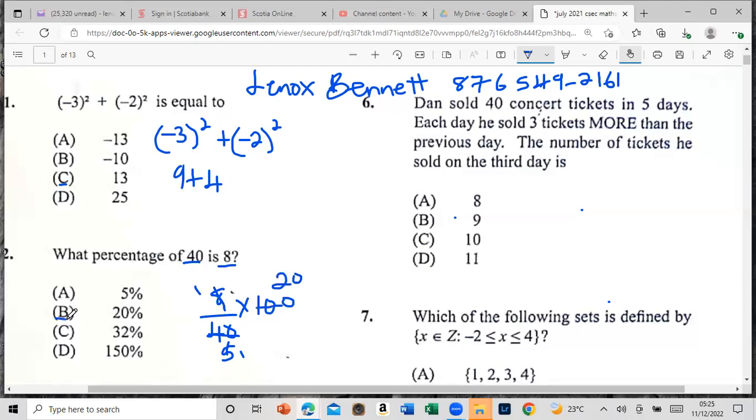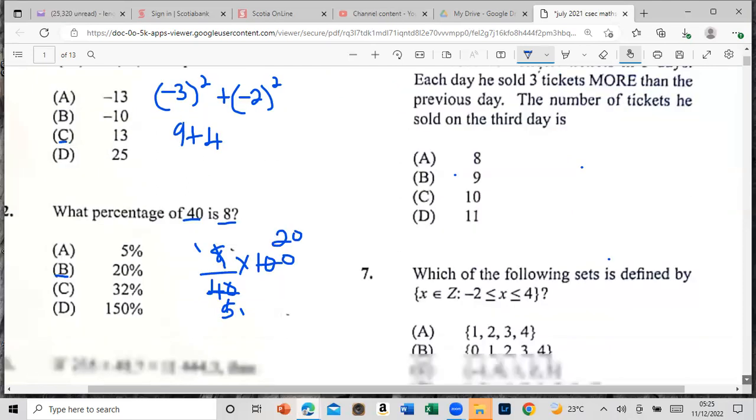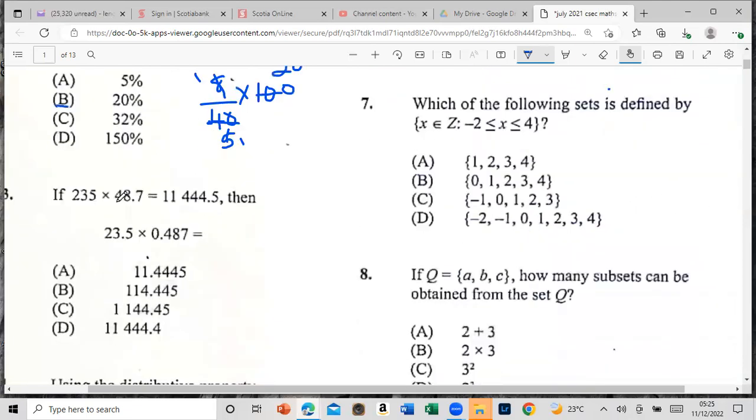So for number 2, it says if 235 times 48.7 is equal to 11,445.5, then what is 23.5 times 0.487? Now all we have to do is count the number of decimal places. So we have 3 here and 1 here. That means this should be the answer, which is 11.445. That's supposed to have 4 decimal places.